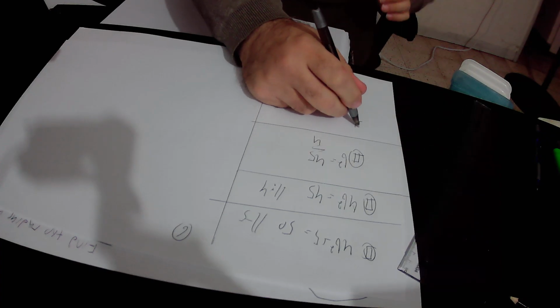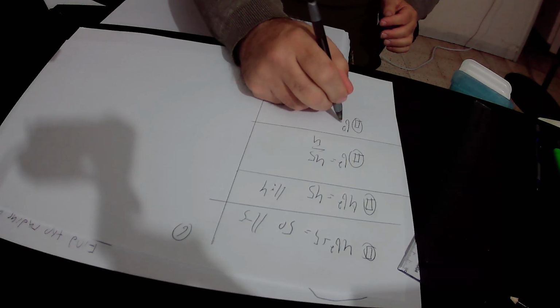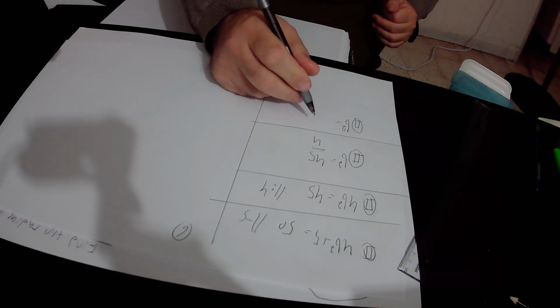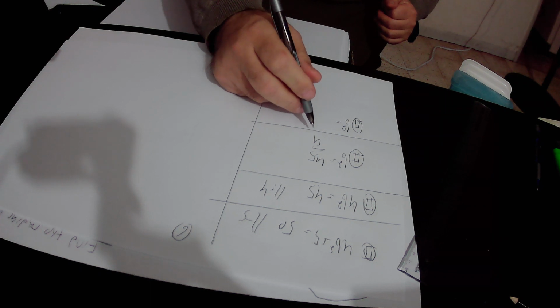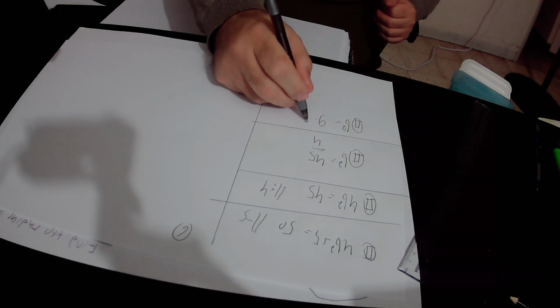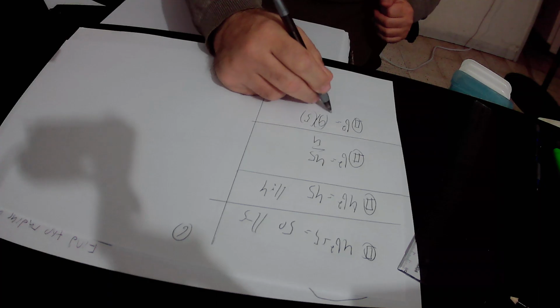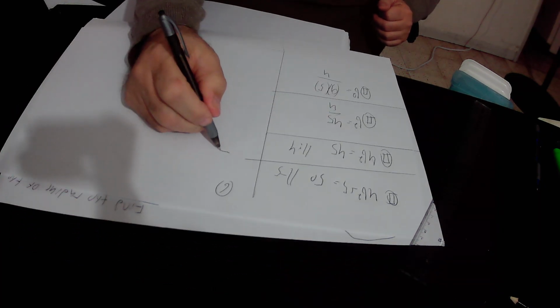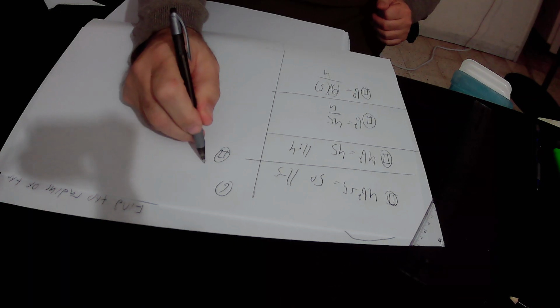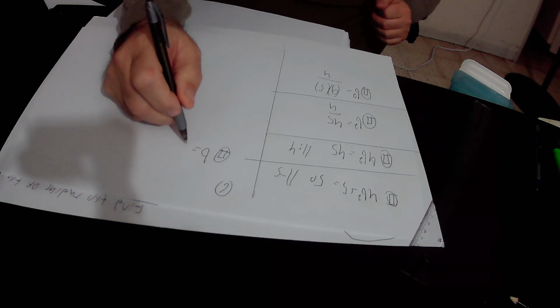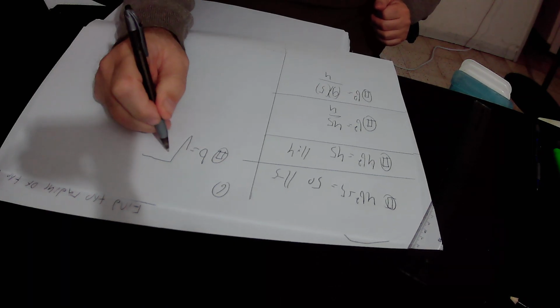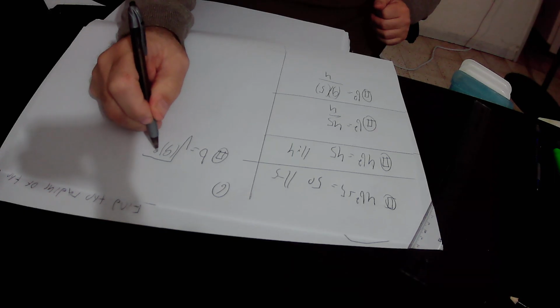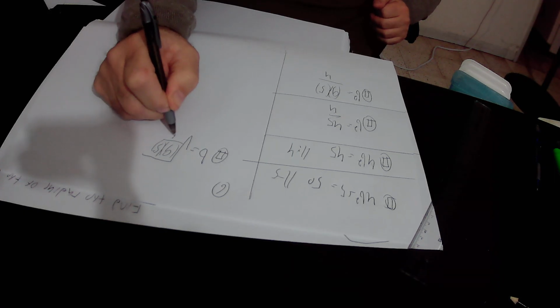So b squared equals 45. 45 is 9 times 5, so we substitute 45 by 9 times 5 over 4. Here we take a root of equation number 2, and finally we get that b equals the square root of 9 times 5 over 4.